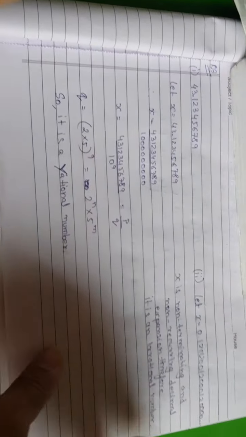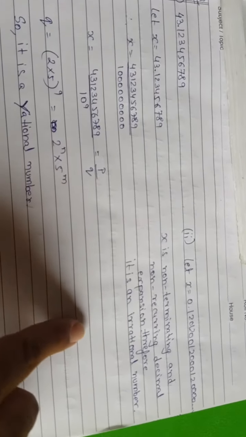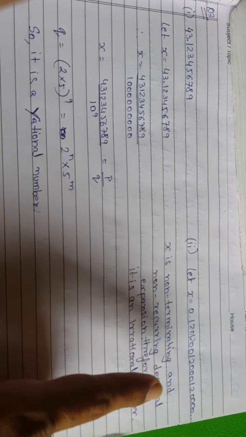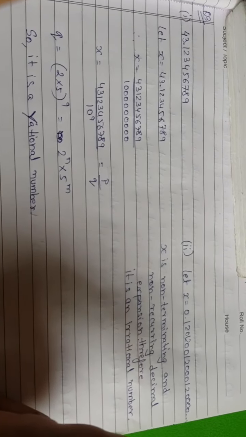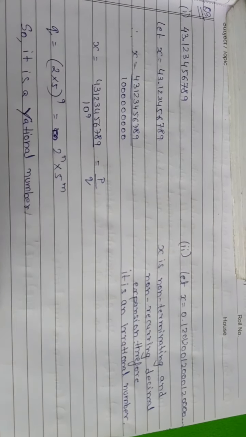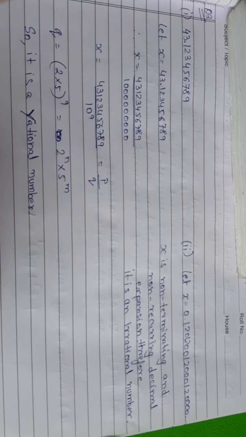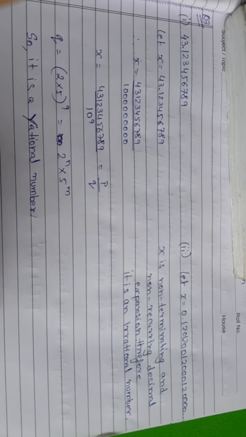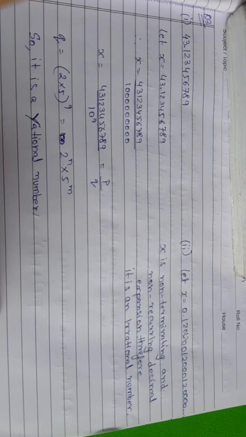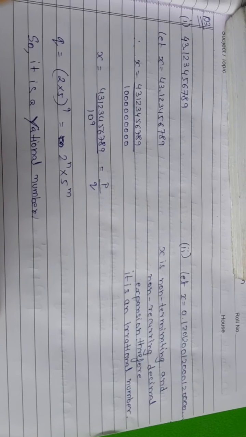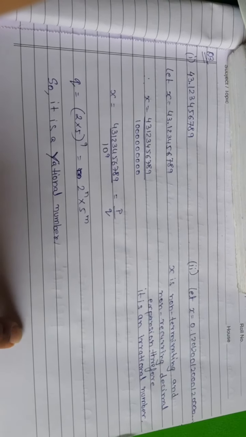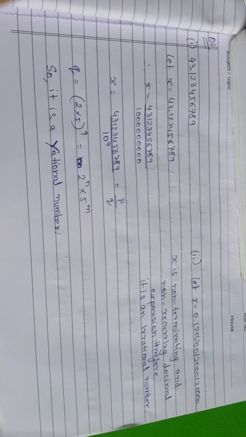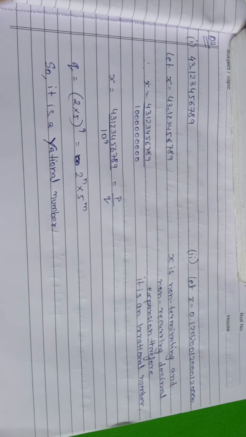Second one: the number which is given to us is 0.120120012000120000 up to infinity. It clearly states that it is a non-terminating, non-recurring decimal expansion. We have already discussed in this chapter that if it is a non-terminating, non-recurring decimal expansion, then it is an irrational number. So the second one is an irrational number. And the third one you will solve on your own as homework.